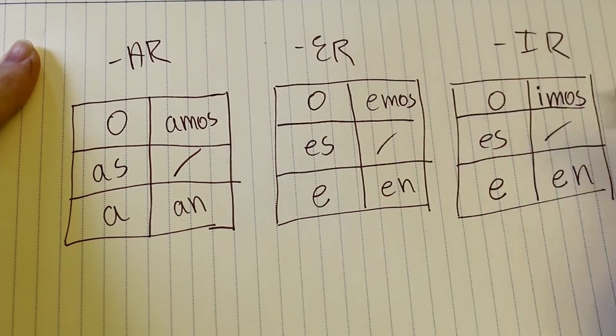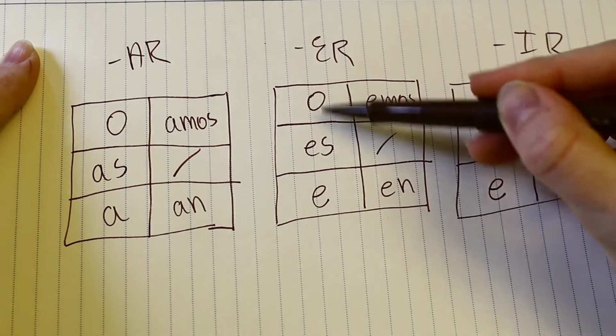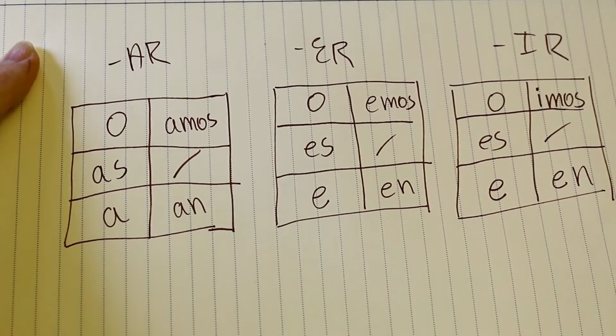All right, we're going to say that all one more time. We have o, as, a, amos, an. We have o, es, e, emos, en. And we have o, es, e, imos, en.